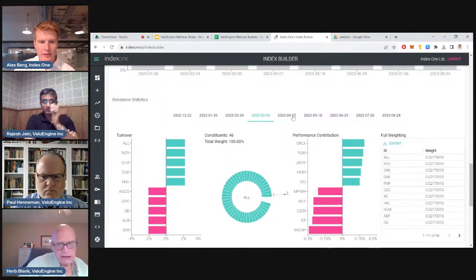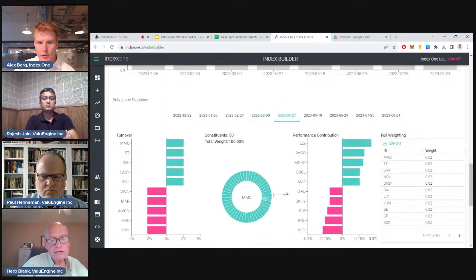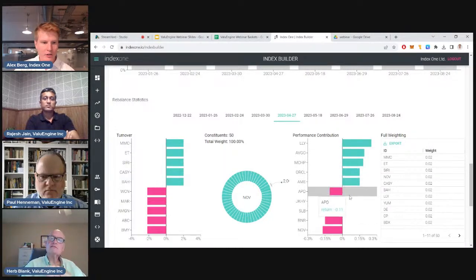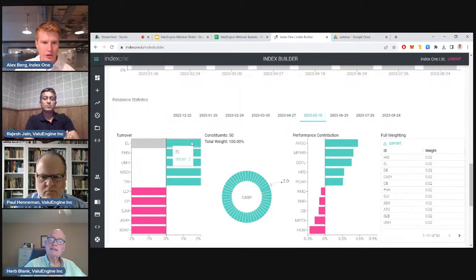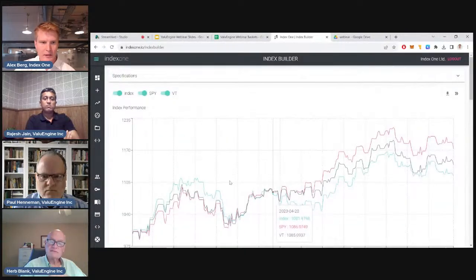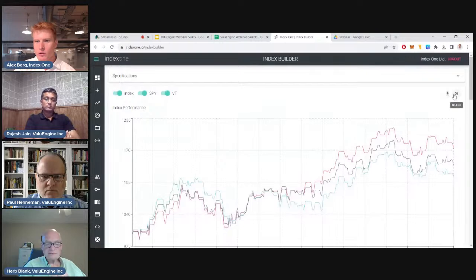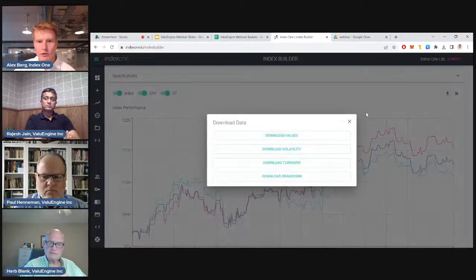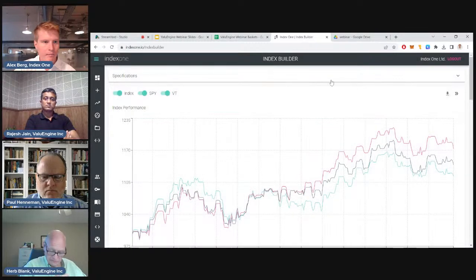And finally, one more thing I can run through in terms of the results screen is our rebalance statistics. For each point in time, we can see the weightings. We can see performance contributions from various constituents in the portfolio, and turnover of individual securities as well. So our tool allows you to go back and forth, try out various different types of compositions and index rules. You can also download the results.